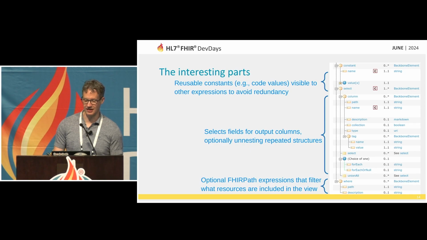The second section is a select stanza, and we saw that in our example before, where we select which columns we have from the view. And the final one is a where clause, which is essentially a list of zero or more FHIRPath expressions that allows you to filter down to the resources that you're looking for. For example, if you're building a view that only contains blood pressure observations, you might have a where clause that filters down to those resources.